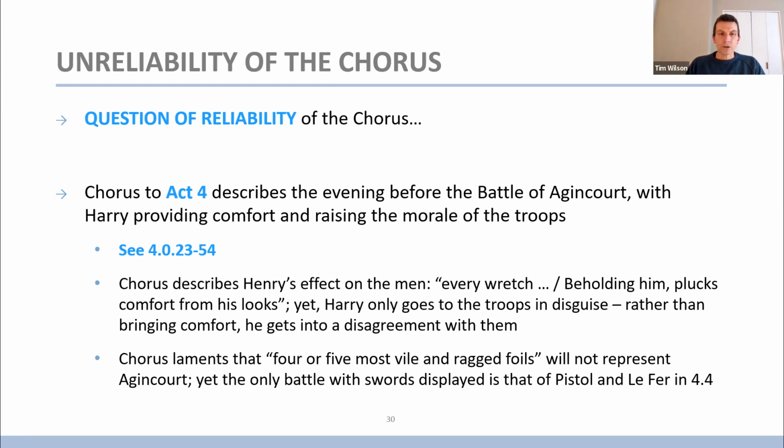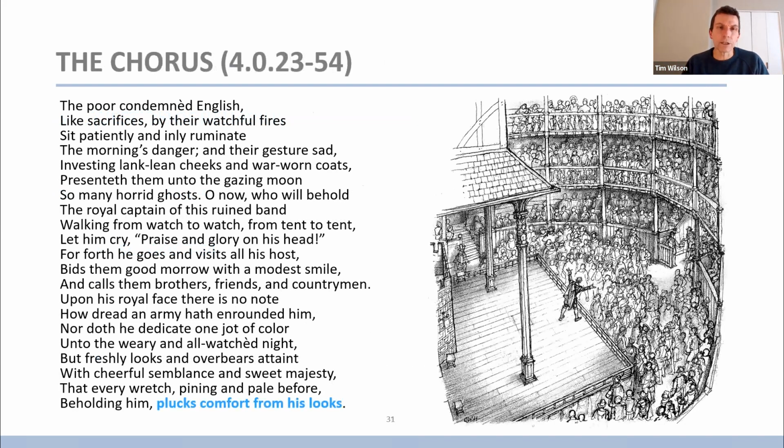And the chorus laments that four or five most vile and ragged foils will not represent Agincourt, yet we don't really see the battle. We only get the reports of the battle. The only swords displayed are that of Pistol and his French prisoner in Act 4, Scene 4. So there's not even four swords. So this is from the chorus of Act 4.